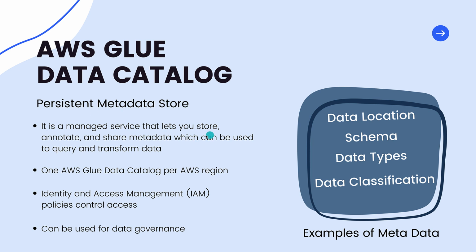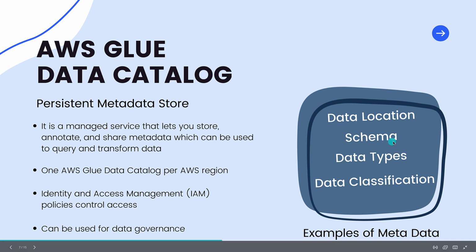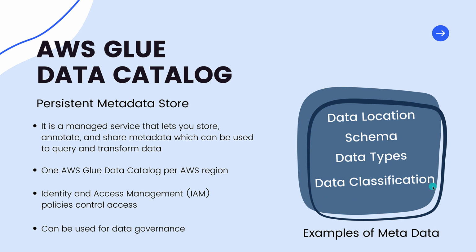It's a managed service that lets you store, annotate, and share metadata, which can be used to query and transform data. And the big question is, what is metadata? So over on the right-hand side here, I've put some examples. That could be data location, schema, data types, data classification. And when we jump onto the console in just a second, this will be broken down into databases, tables, connections, and even classifiers. So when we jump on the console, you'll see the Glue Data Catalog in action. But at its heart, in theory, it is a persistent metastore of data.